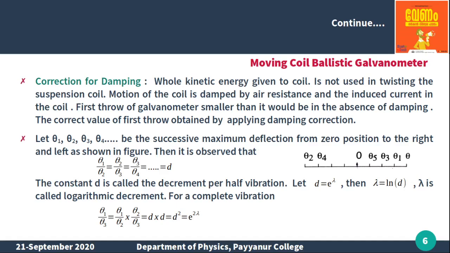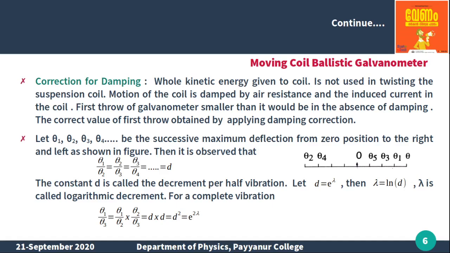So, if you take theta 2 by theta 3, you also get a constant value that is equal to theta 1 by theta 2. So, we can tell that ratio as decrement per half vibration. Okay, we will make that to logarithmic scale. For that, we will put d is equal to e raised to lambda. Then we can define lambda. Lambda is ln d. So, lambda is called the logarithmic decrement.